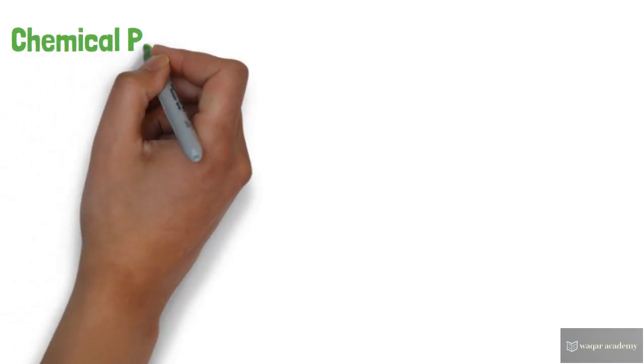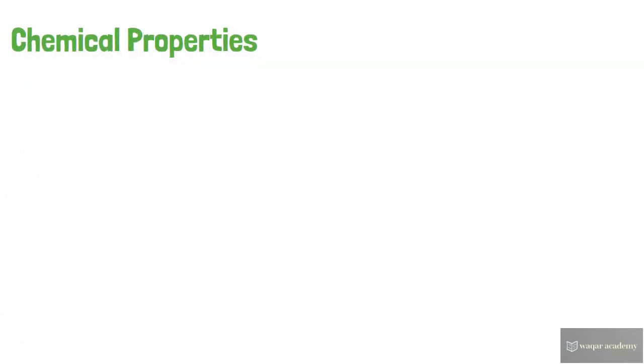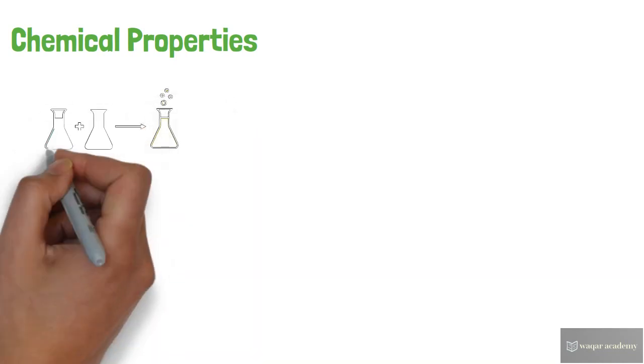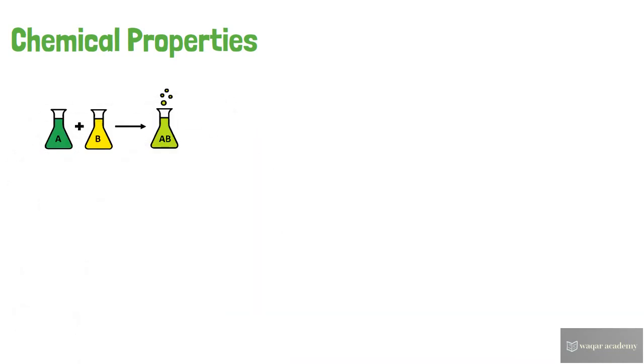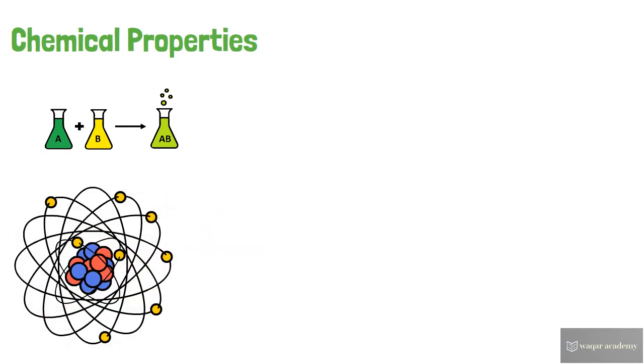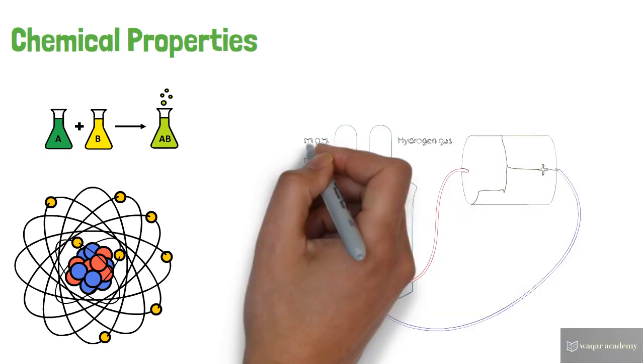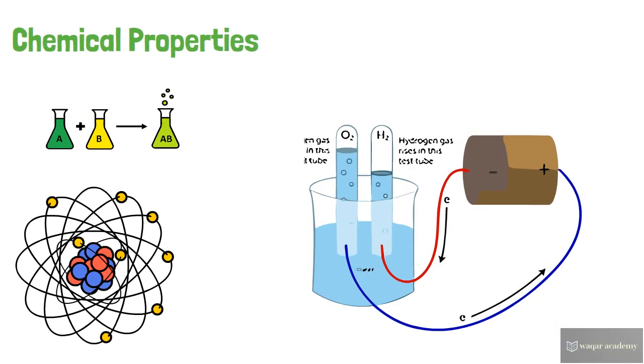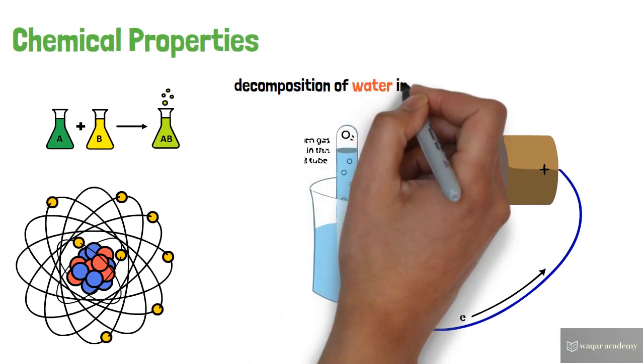Chemical properties. These properties depend on the composition of the substance. When a substance undergoes a chemical change, its composition changes, and new substances are formed. For example, the decomposition of water into hydrogen and oxygen gases is a chemical change.